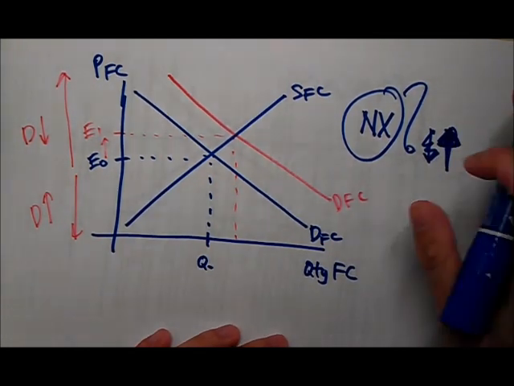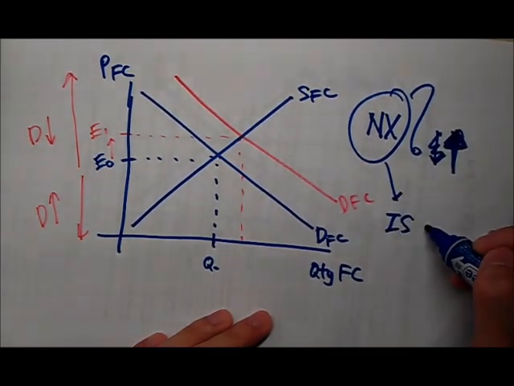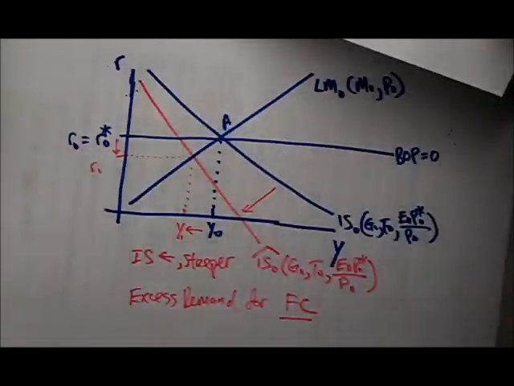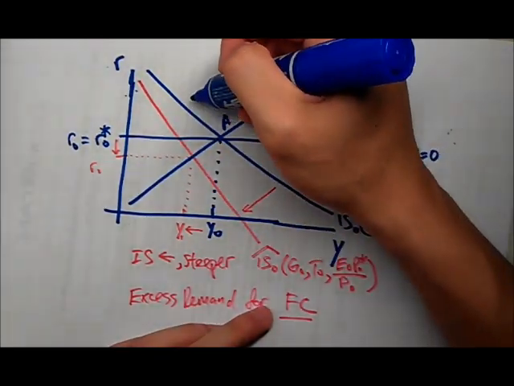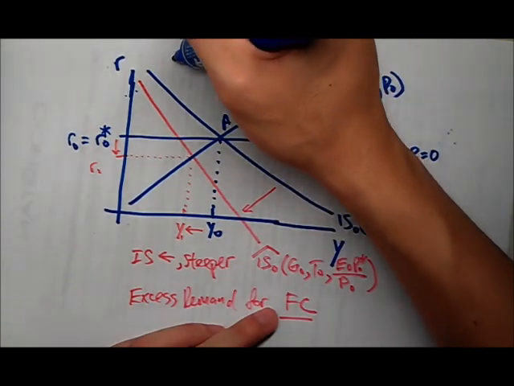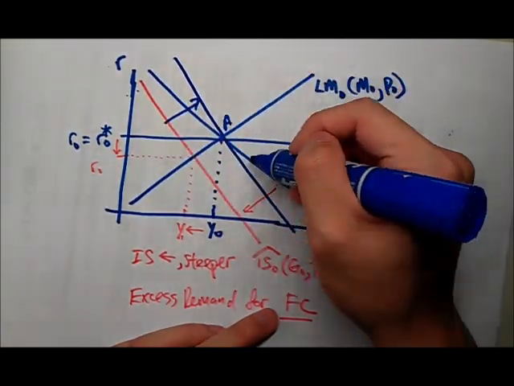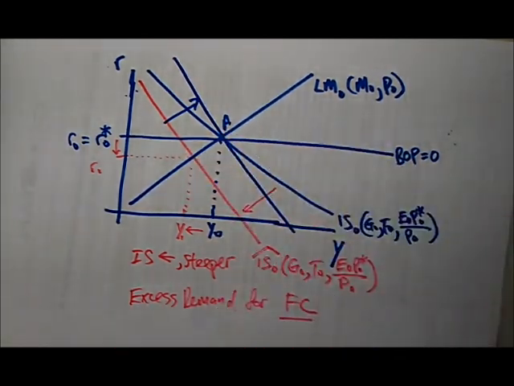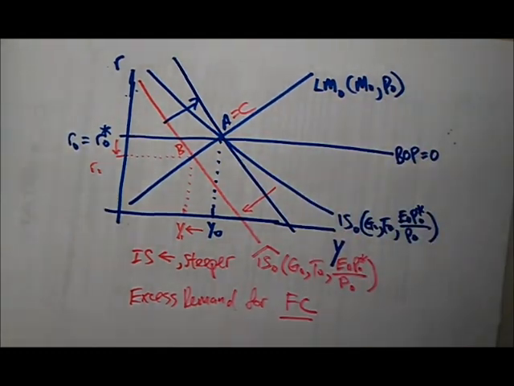So when net exports increase, what's going to happen to the IS curve? It's going to shift to the right. The IS curve is going to go this way. So from point B, which is here, we actually end up back at point C, which is the same as A. So is there a paradox of thrift?